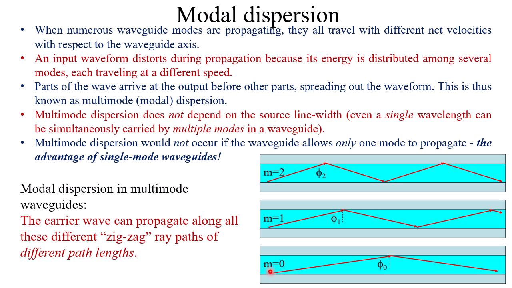Now just for an example, consider three different modes inside the multimode fiber. For m equal to 0, the basic mode, the angle of incidence is phi 0. This is m equal to 1, it is a little bit tilted, so the angle is phi 1, and for m equal to 2, it is further tilted, so the angle is phi 2. So actually, the mode is the zigzag path, right? The value of m means the zigzag path.